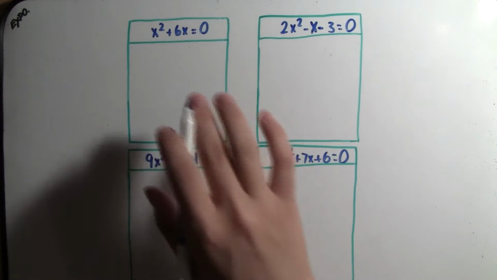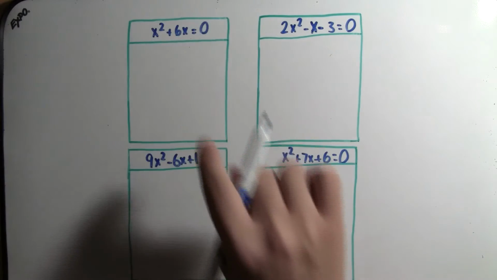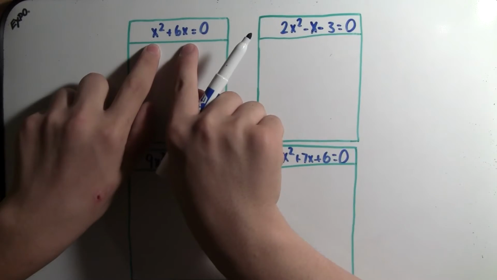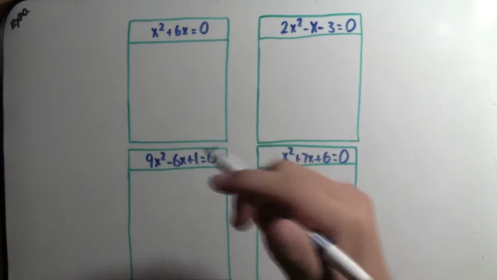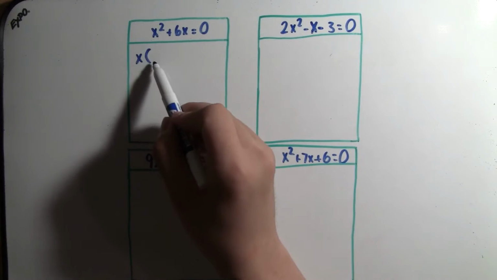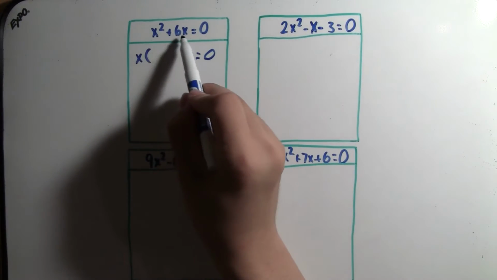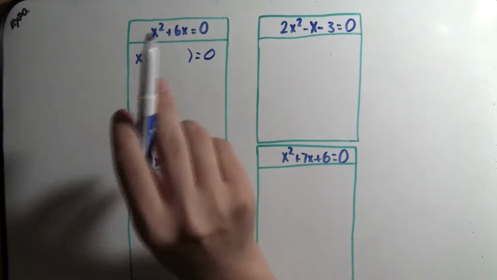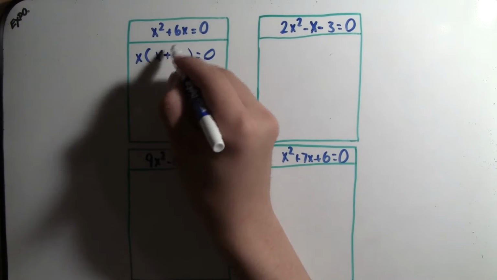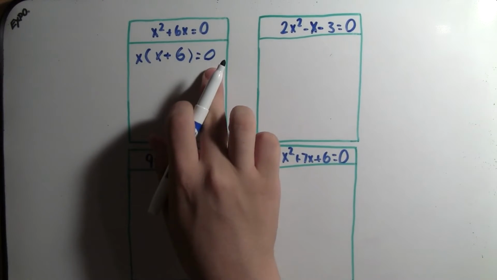When you're factoring, you want to try to find a term that is common to both of the terms in your quadratic equation. So here, both of the terms x squared and 6x have x in common. So we can take out an x. And in doing so, we have x times something equals 0. And what goes in this blank is x squared plus 6x divided by x. And you just have to look at each of the components separately. So x squared over x is just x, plus 6x over x is just 6. Now we have x times x plus 6 equals 0.